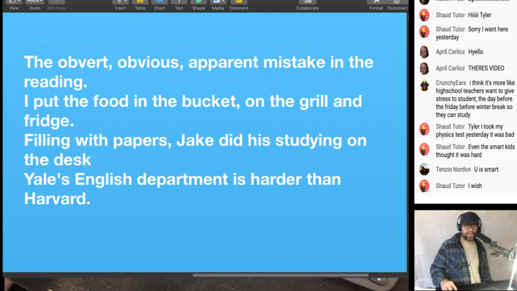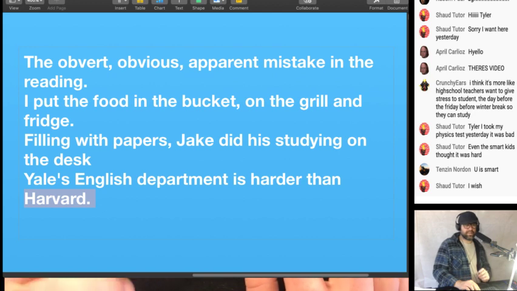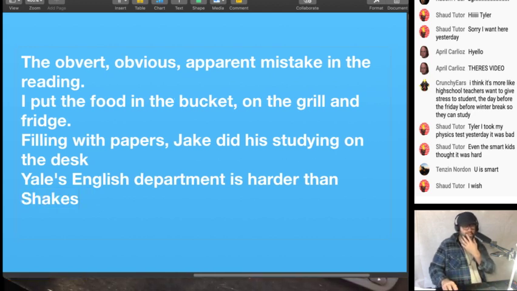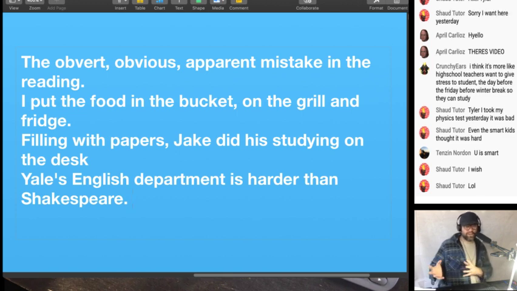Actually, I think that would kind of work. Let me just make it really, really obvious. Something like that: Yale's English department is harder than Shakespeare. What do you mean, Shakespeare? Like Shakespeare's house, his what? You can't compare the English department to a person. You'd have to say Yale's English department is harder than learning Shakespeare's writings or something like that, so that the comparison isn't faulty like it is currently.